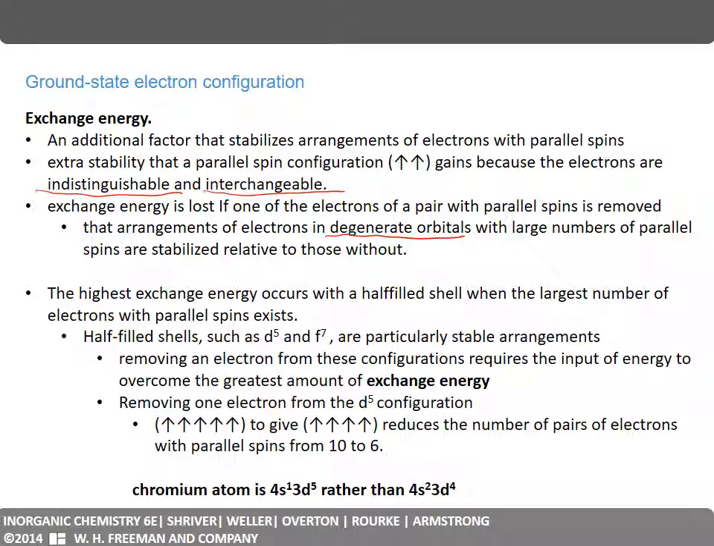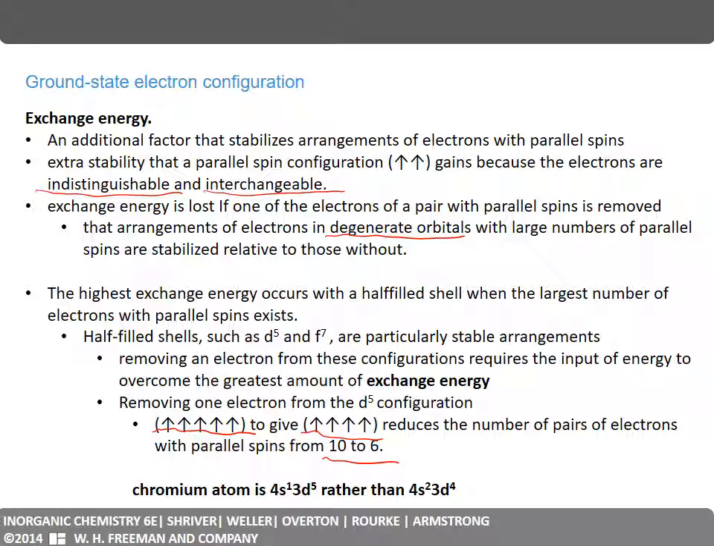So, for example, consider the removal of an electron from a d5 configuration. Here we have 5 electrons that have the same spin, and if we remove one, it will give us 4. This effectively reduces the number of pairs of electrons with parallel spin from 10 to 6. Okay? It's not going to happen readily.